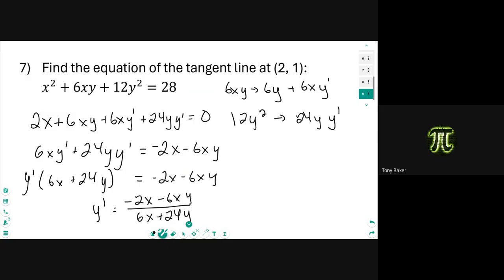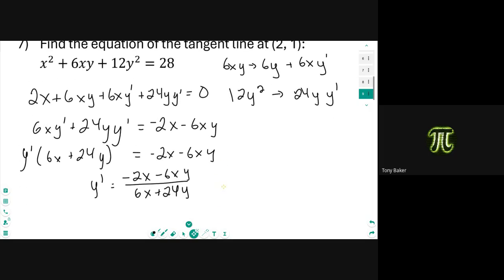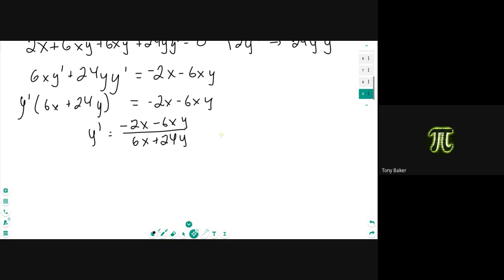Now this question asks for one extra piece of information. It wants the tangent line at (2, 1). So to find the equation of a tangent line, what do I need? To find the equation of a line, what do I need? Slope. Yeah, we need the slope and we need a point. We've got a point, so we need the slope. Slope is our derivative, so just plug in the point.